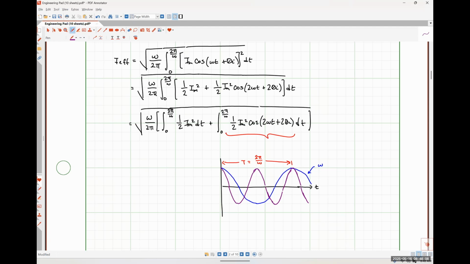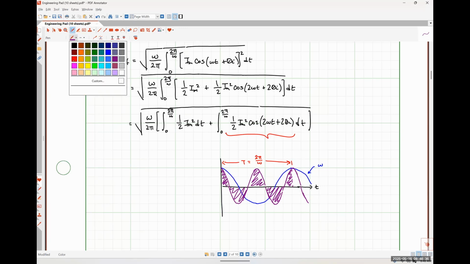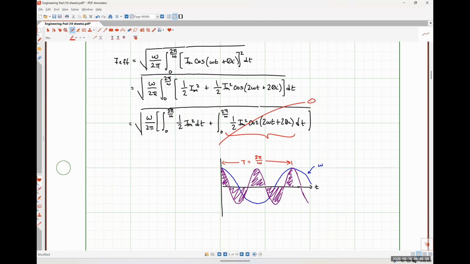So what I'm asking you guys is essentially, what's the area that I just colored in purple? 0. Anytime we integrate a sinusoidal signal over an integer number of periods, and in this case we are integrating over exactly 2 periods, the answer should be 0. So this whole thing right here is literally just 0. Okay, so what we're left with is just this other part right here.